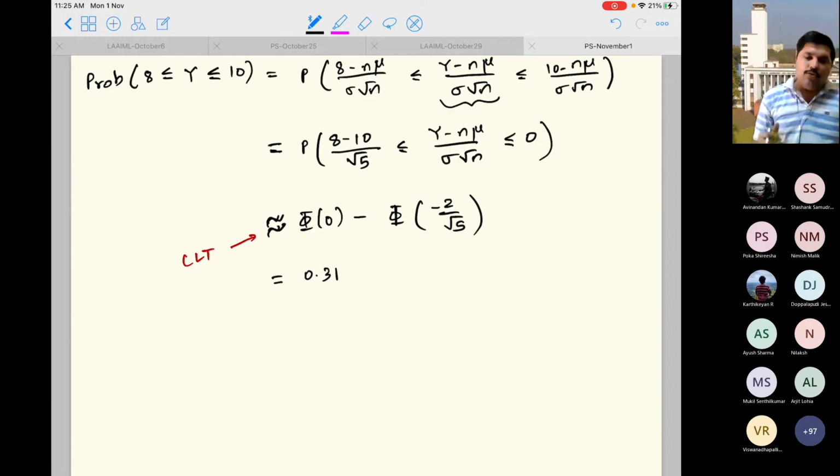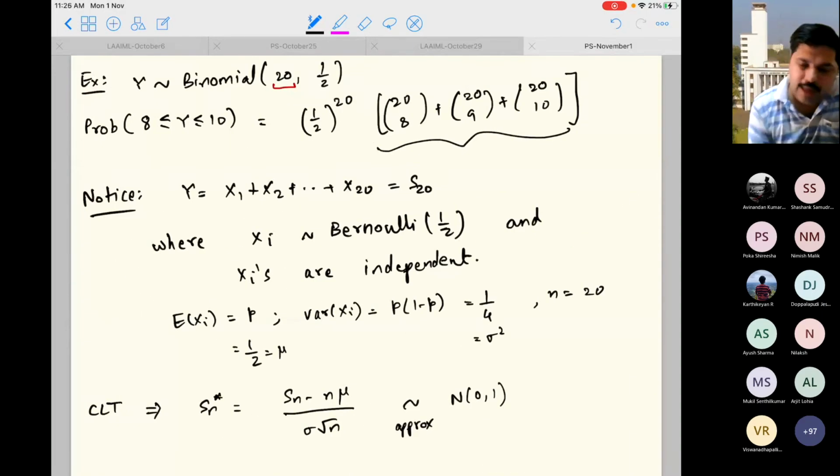Yeah, thank you. So do you get this as 0.31 roughly? Can anybody quickly check? Can some of you actually calculate this? I think this turns out to be 0.46. If you do the exact calculation, roughly it is 0.46. Can you just check it once?